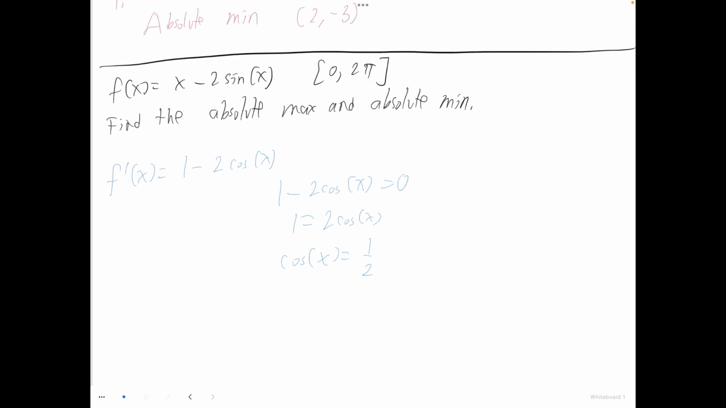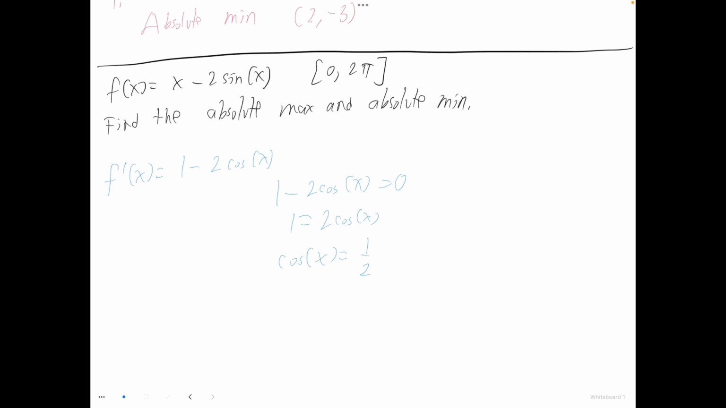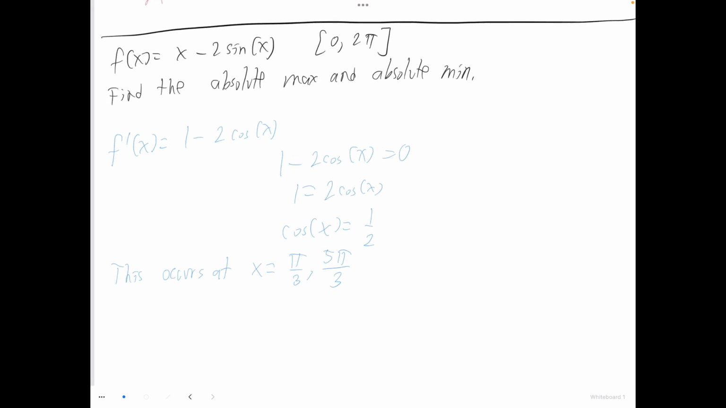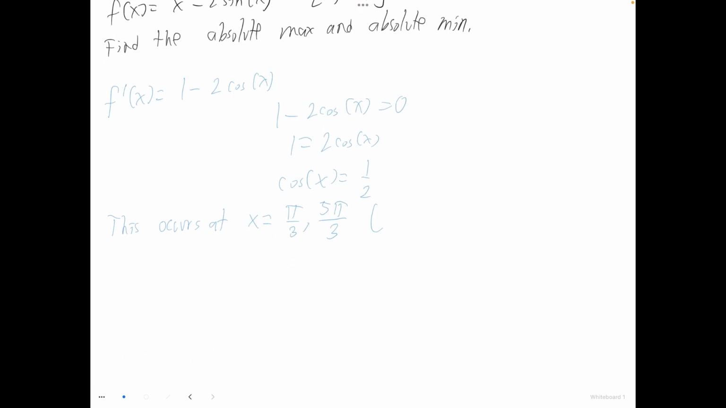And we only care about the interval 0 to 2 pi. And so this occurs, if we just use the unit circle, at pi thirds and 5 pi thirds. Okay, so pi thirds and 5 pi thirds are our critical numbers.